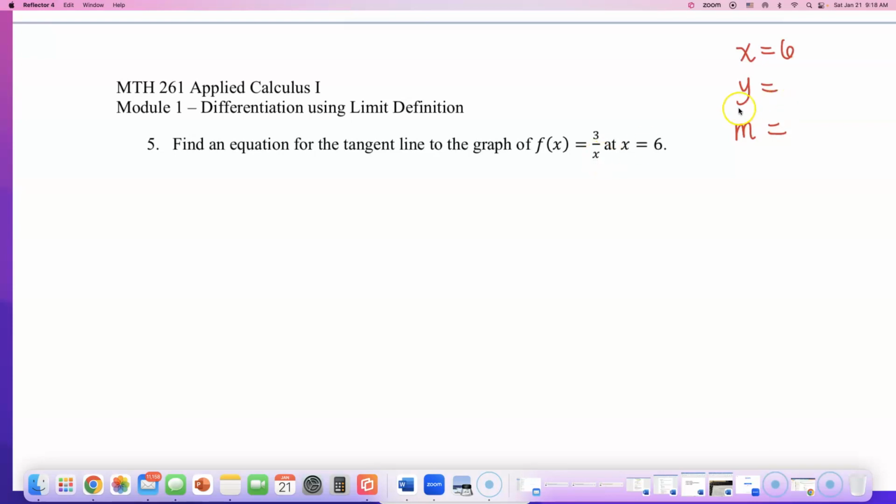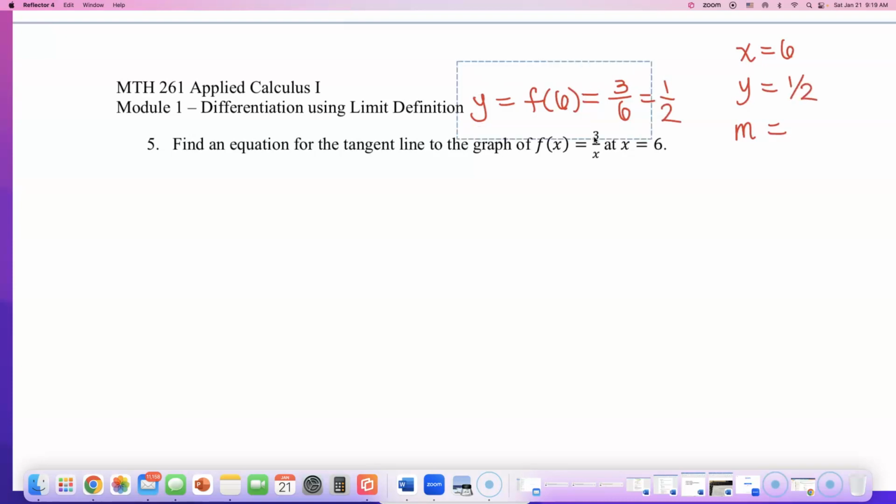We can quickly find what y is. Y is simply f of 6, right? Y is the value that we get when we plug in that x into the function. So that's going to be 3 over 6, and that simplifies to half. So we know that y is half.